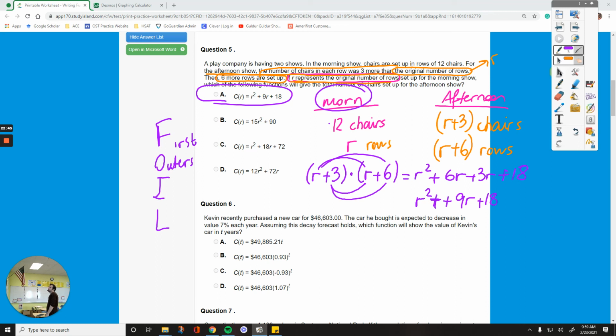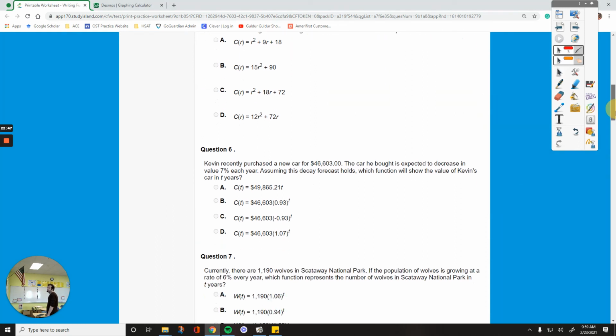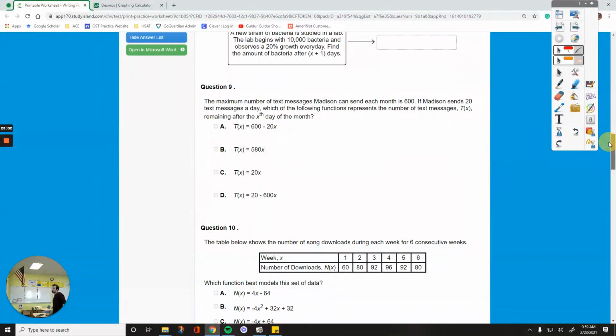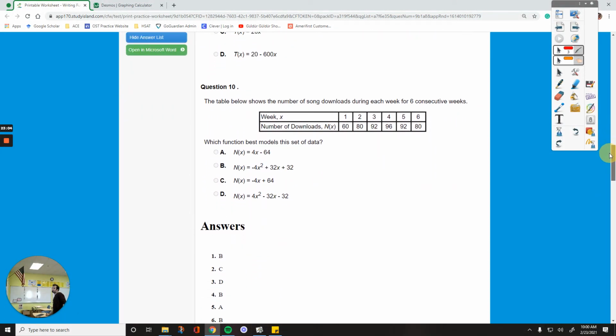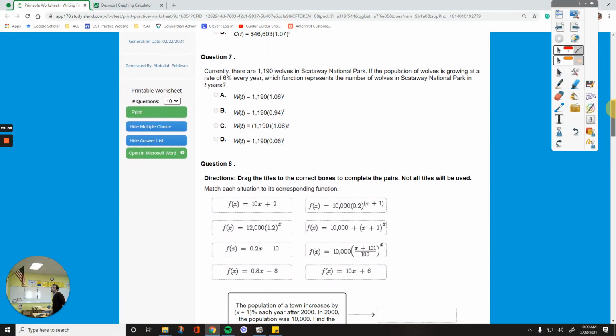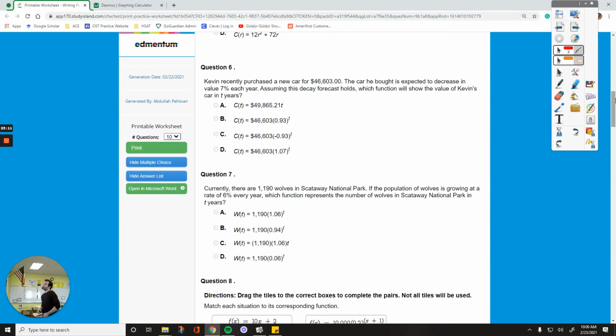Okay, moving on to question number 6. Here's another exponential question, and this is going to be it. Let's check the rest of the questions to see if there's any different type in here. Number 10 is the same as the one that I did. This is the last one, question number 6. Kevin recently purchased a new car for 46.